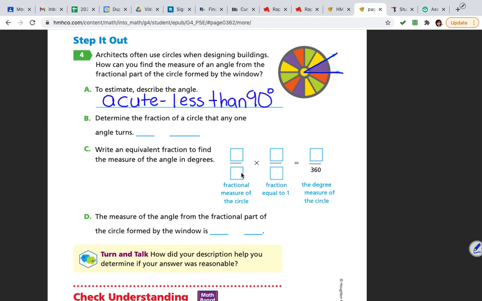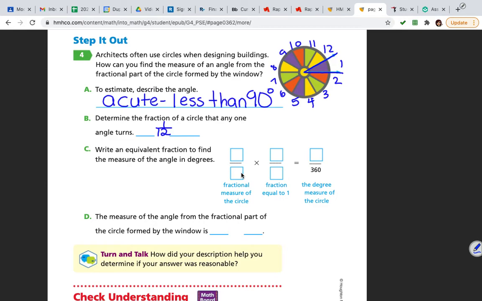All right, B, determine the fraction of a circle that any one angle turns. So let's count. How many pieces are in this? 1, 2, 3, 4, 5, 6, 7, 8, 9, 10, 11, 12. So it could turn 12 times. So it is going to be 1/12. And probably write your fractions like this. 1/12.